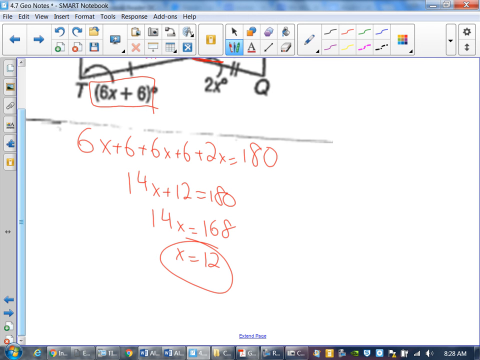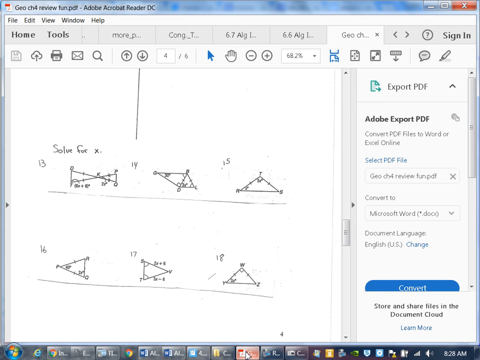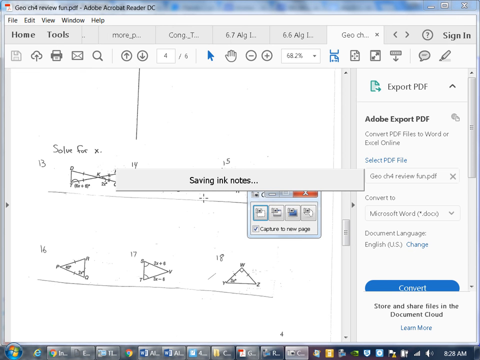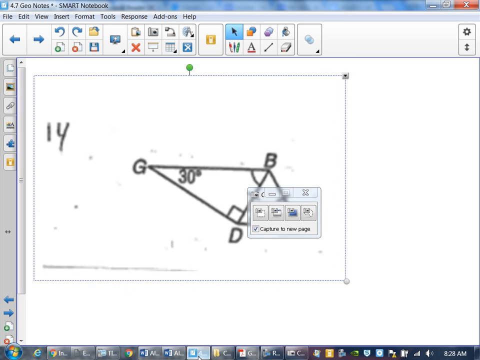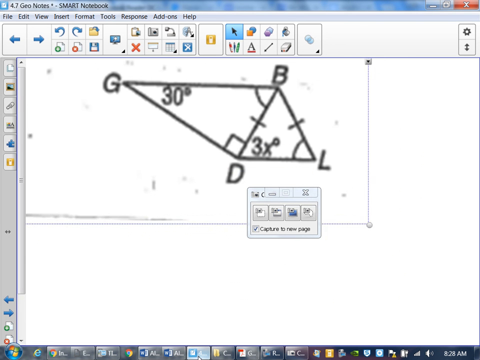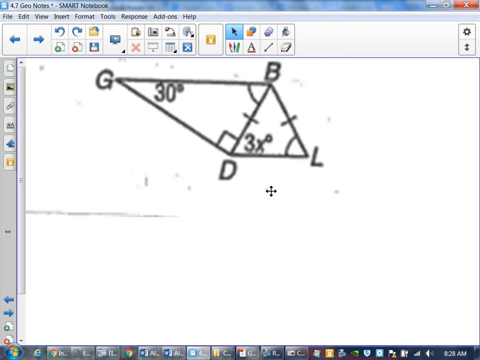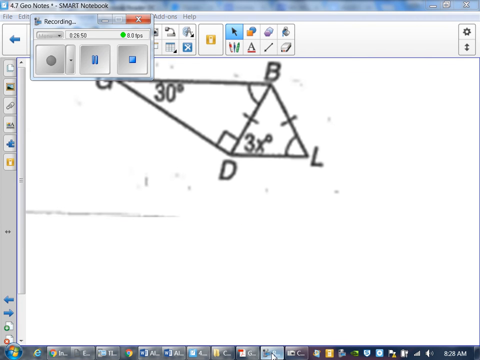Do 14. Take a minute, do 14. Okay? Take a second, try 14. For number 13, what was x equal to? 12. Take a second and do this one.